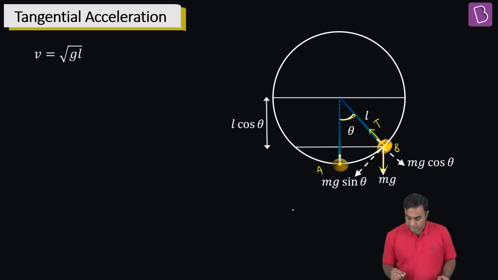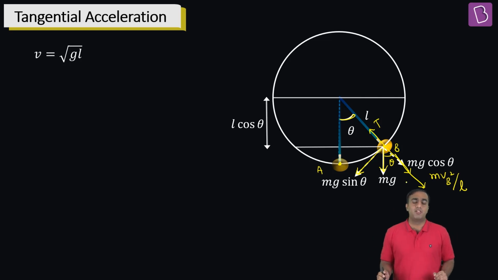There is mg, the gravitational force acting in the downward direction. If this is theta, from geometry this is theta as well. So, the component of mg cos theta acts in this direction, and a component mg sin theta acts along the tangential direction. The observer is on the bob, so you have to account for the pseudo force or the centrifugal force as well, which is mvb square by L in the radially outward direction.